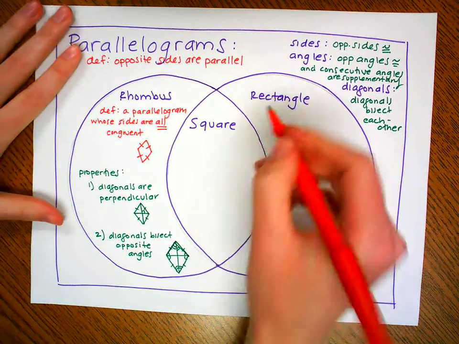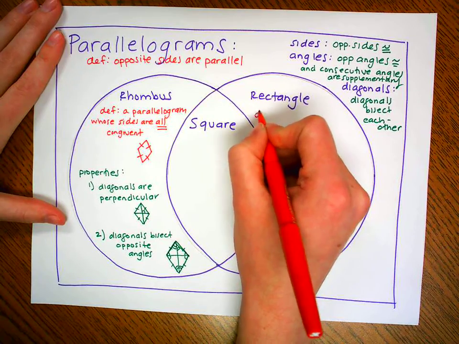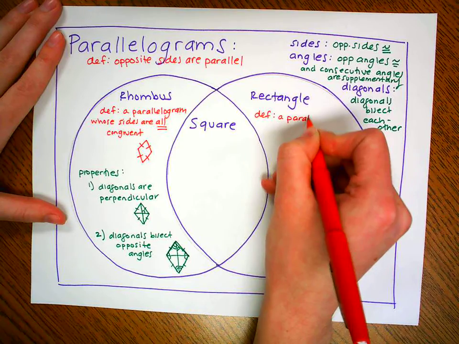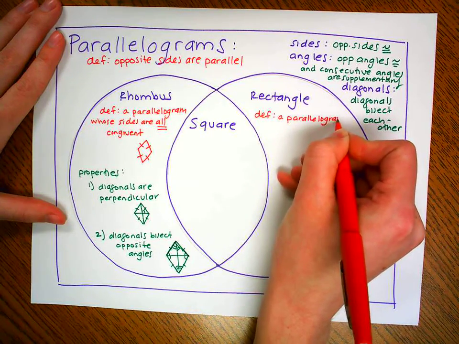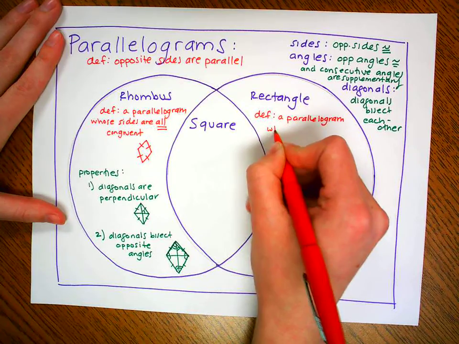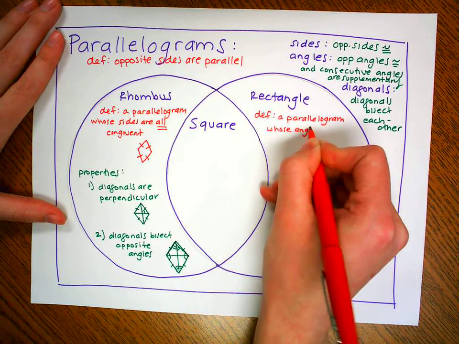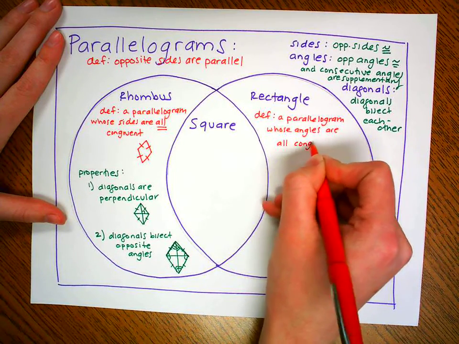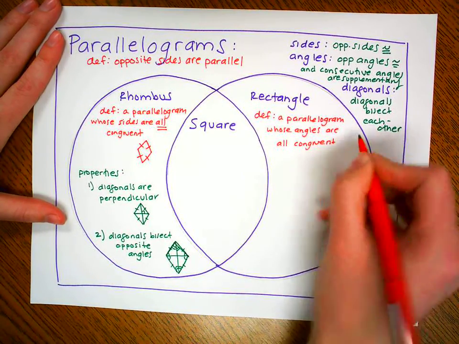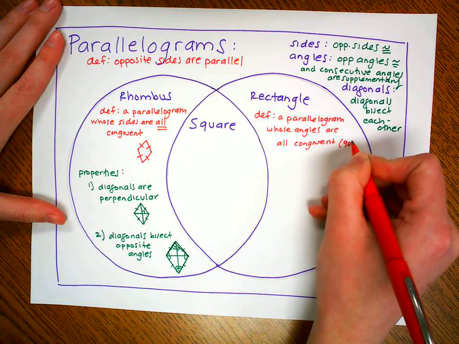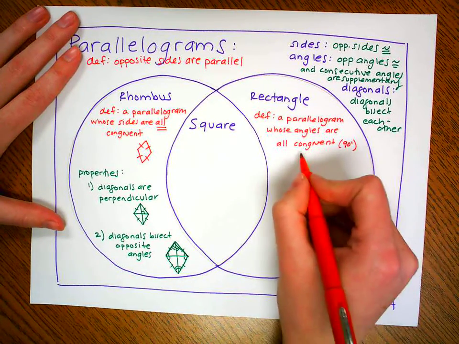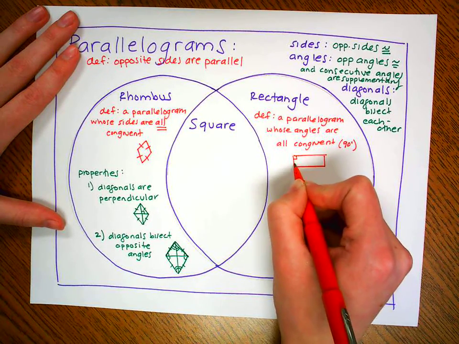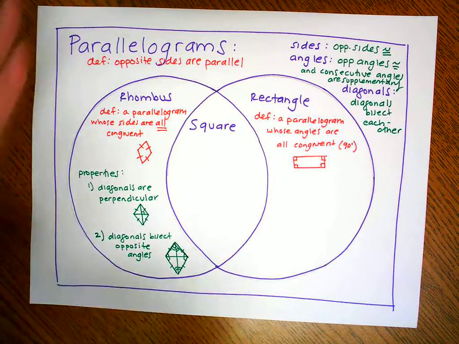I also have a rectangle. And by definition, a rectangle is a parallelogram whose angles are all congruent. Specifically, they're going to be all 90 degrees. Okay. So if the angles are all congruent, here's an example of a rectangle. Those four angles would be congruent.